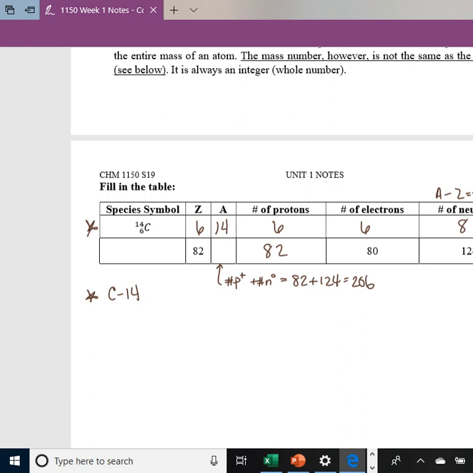Okay, so now the last thing that I need to figure out is my symbol. What element am I actually looking at? If I go to the periodic table and look at atomic number 82, it's lead. So Pb, and I know that 206 is my mass number, 82 is my atomic number, and now I have to figure out what my charge is. So my charge is a plus 82 and a negative 80. So this is 2 plus as my charge.